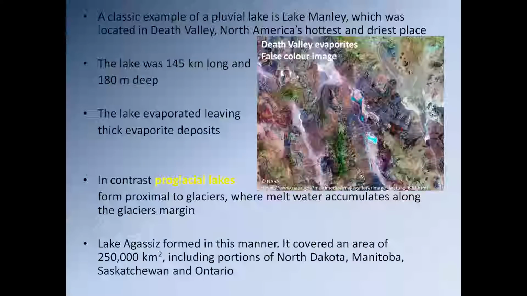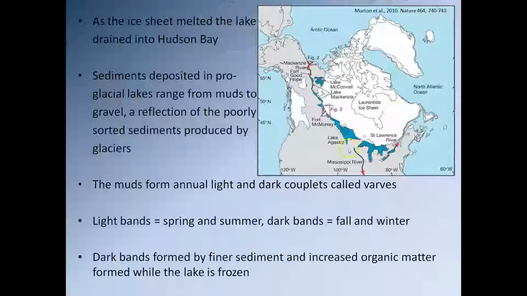Now, you're obviously going to have lakes next to the glacier as well. These are referred to as proglacial lakes. So they'll form proximal, or next to the glacier, and they're formed in areas where meltwater accumulates along the glacier's margin. So a good example of that is a lake called Agassiz, and it formed in this manner. It covered an area of approximately 250,000 square kilometers, and it included areas of North Dakota, Manitoba, Saskatchewan, and Ontario. So here we go, here's Lake Agassiz.